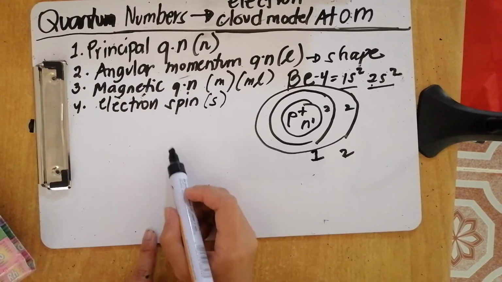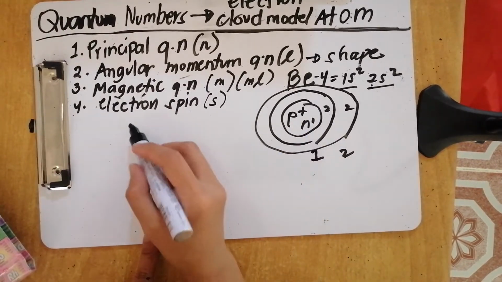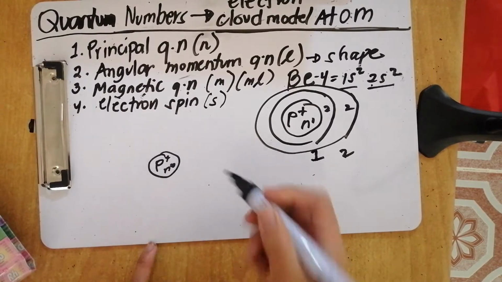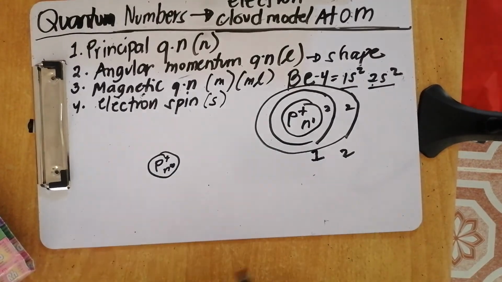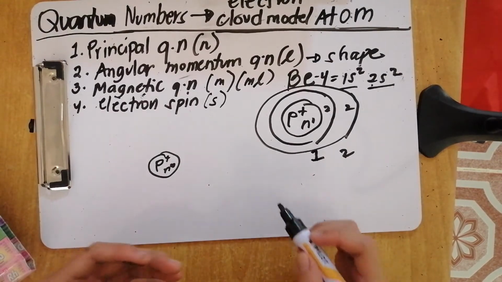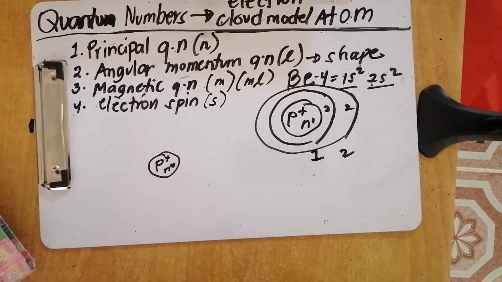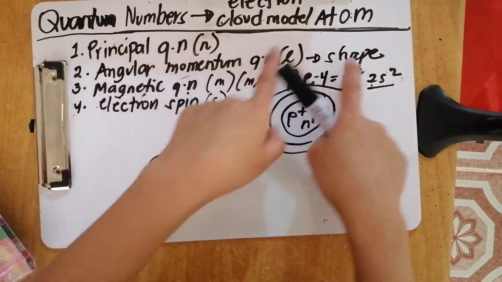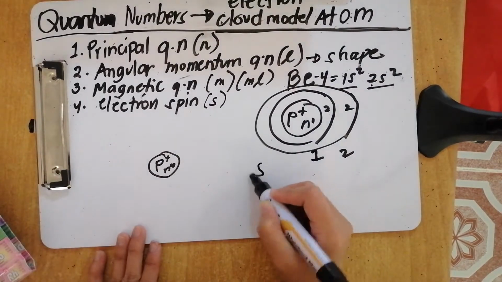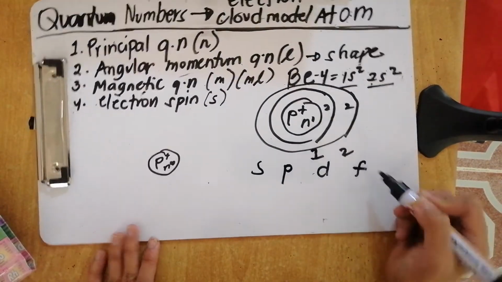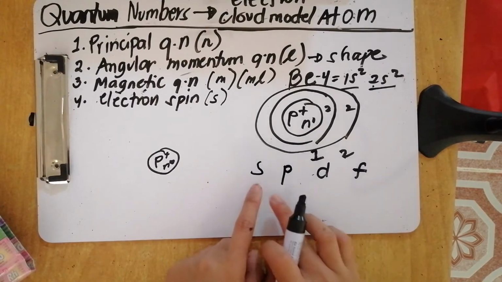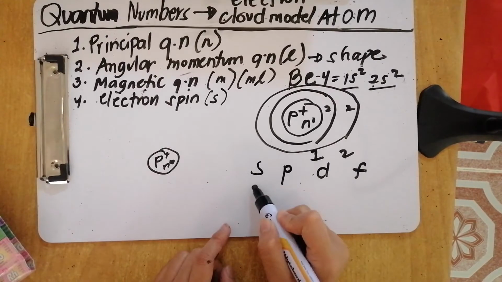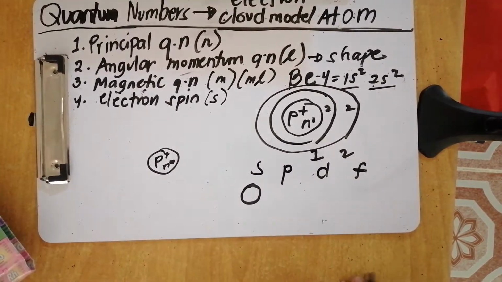So let's see. Be. Inside the nucleus, there is proton, of course, and there is neutron. What does an electron cloud look like? Now, we have said subshells. The subshells will have different shapes. The angular momentum will tell you the shape. And we only have S, P, D, F. There are different shapes for the different subshells. For the S, this is the shape of the S orbital.